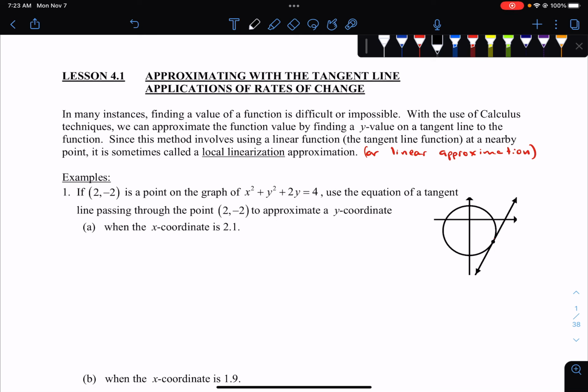All right, guys, lesson 4.1 is on approximating with tangent lines and a little bit of applications of rates of change. So basically, here's what's going on.